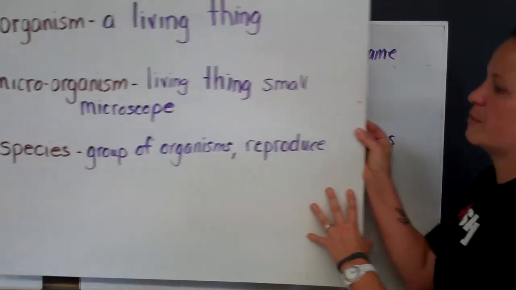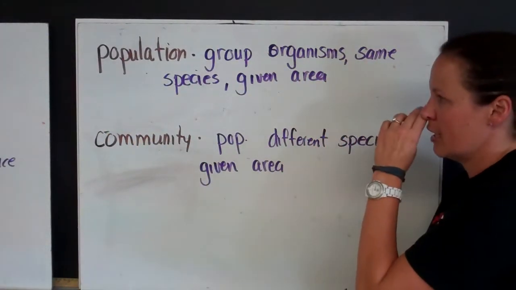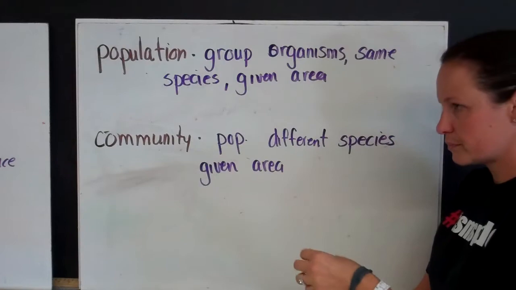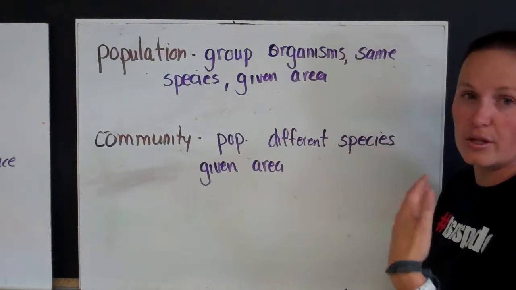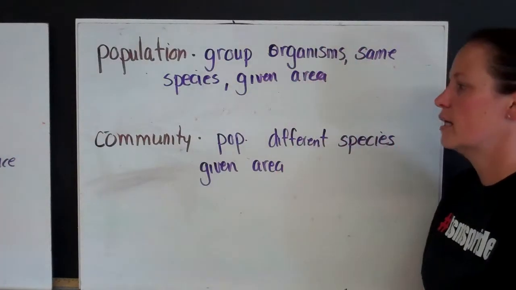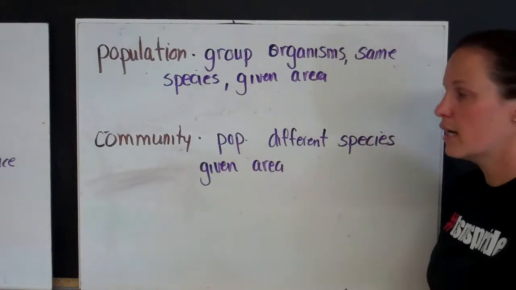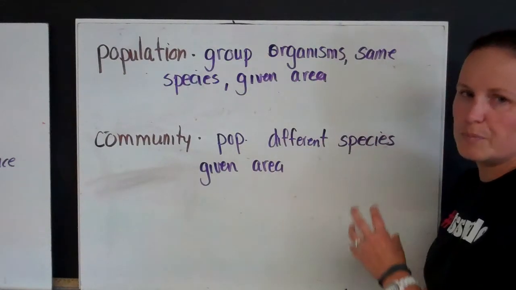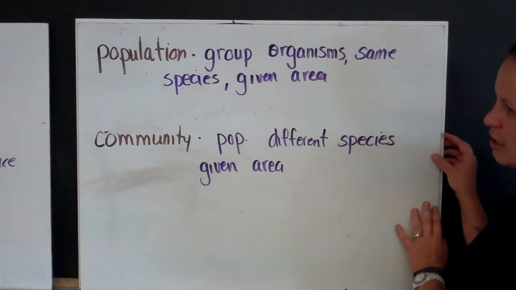So moving up from species, we have population. So a population is a group of organisms, a specific species, so the same species within a given area. And so it's the amount of them within a given area. Then there's a community. The community, again, is a given area where there's a population of different species. So you'd have different populations of specific species that make up that community.